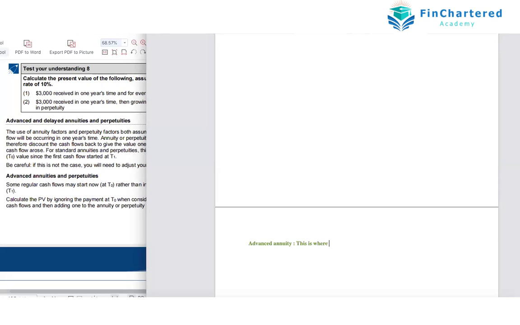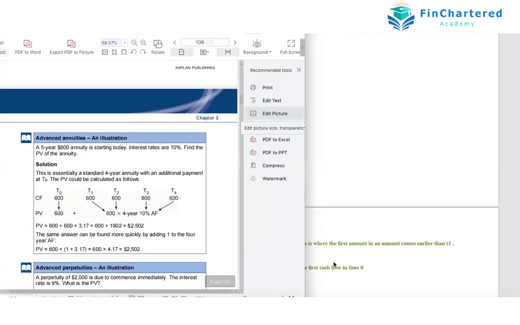This is where the first amount in an annuity comes earlier than time one. Normally, Kittu, normally, Nitesh, you will get the first cash flow in time one, that is after 1 year. But what is an advanced annuity or advanced perpetuity? This is where you get the first cash flow in time zero itself. In time zero, that is now. In that case, again, you have advanced annuity.